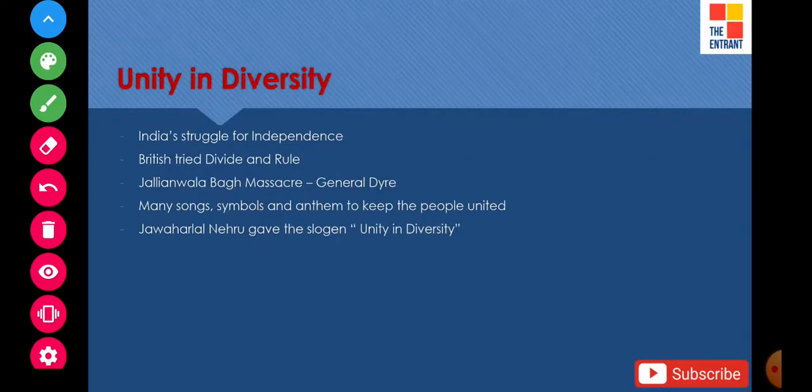Moving on, now we are going to talk about unity in diversity. India has found its unity in its diversity, as we embrace each other's culture, religion, etc. During India's struggle for independence, the British tried the policy of divide and rule, but Indians stood united and gained independence. The slogan of unity in diversity was given by Jawaharlal Nehru.